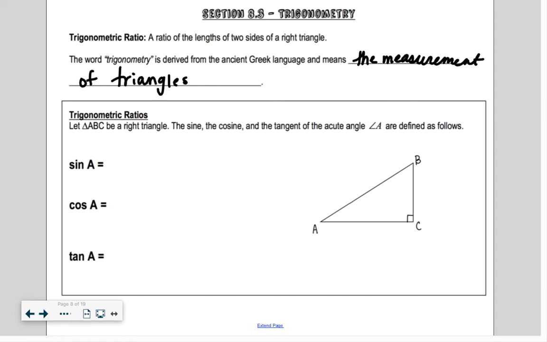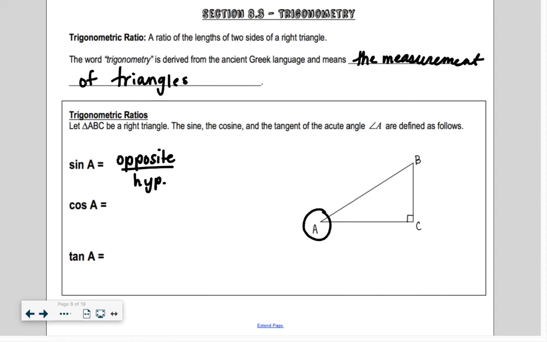So, all right, if we have ABC as a right triangle, the sine, cosine, and tangent are ratios. They're fractions. Sine ends up being the opposite over the hypotenuse. Now, when I say opposite, I mean opposite whatever angle we're talking about.